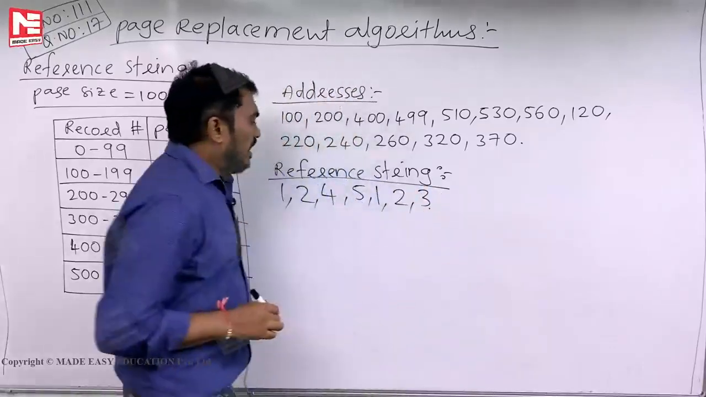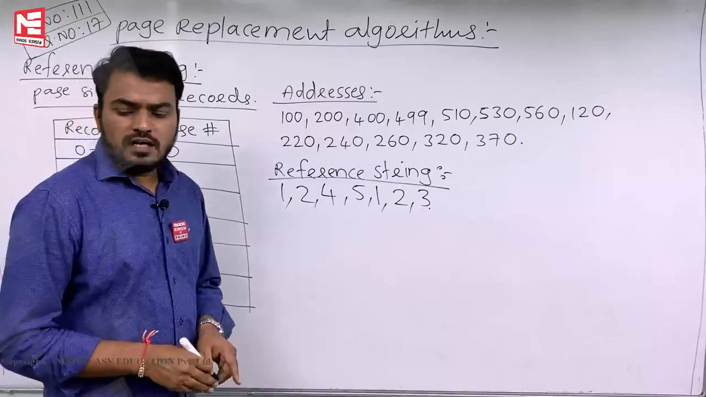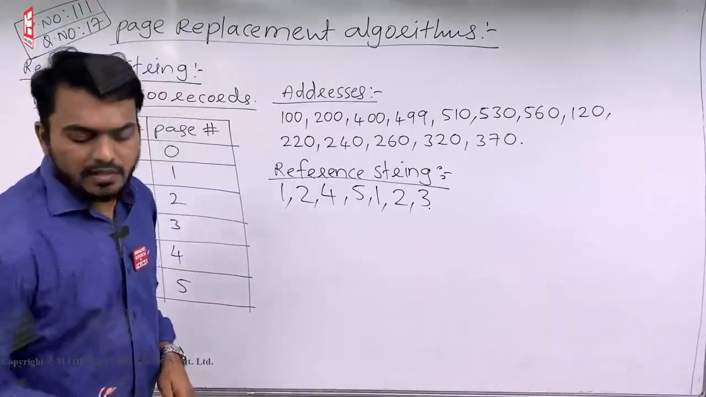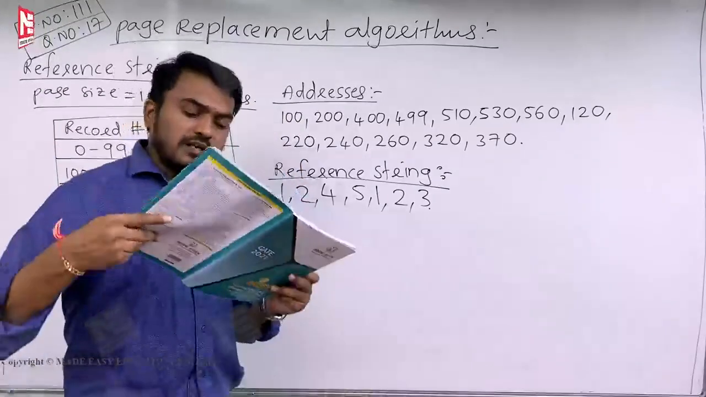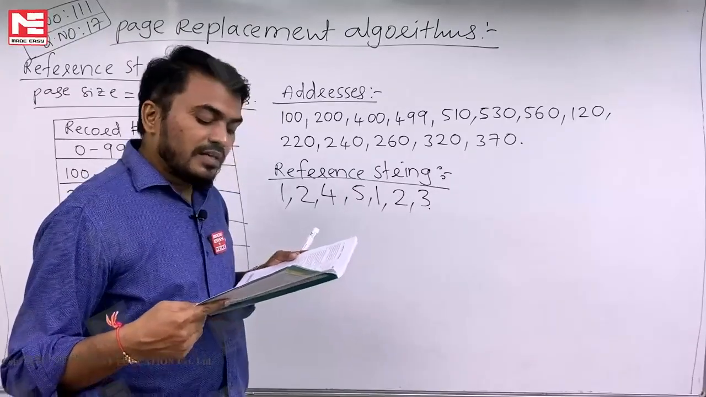Okay, we got it. Now you need to find out the number of page faults. So now tell me, how many frames are given to you in the question? How many frames are given in the question? With one free memory frame is recorded as follows.